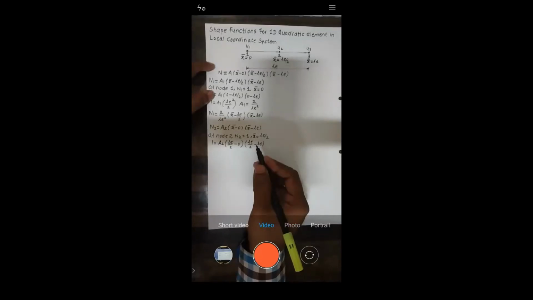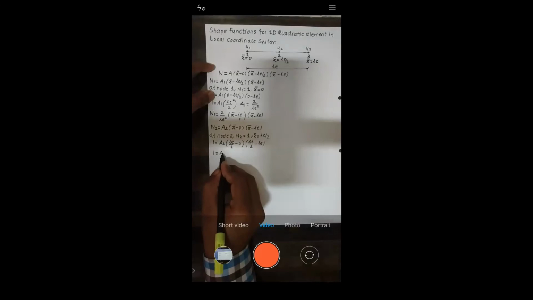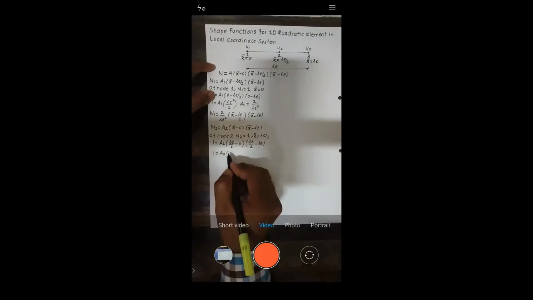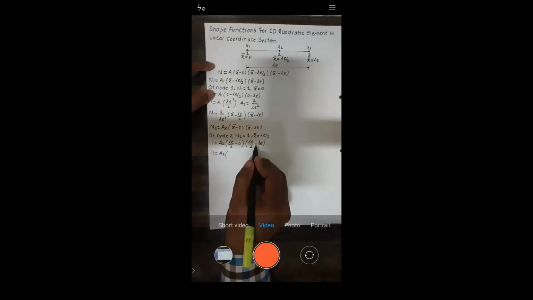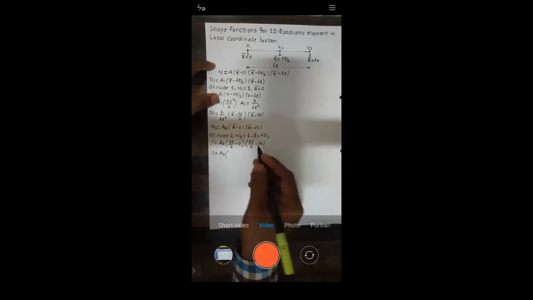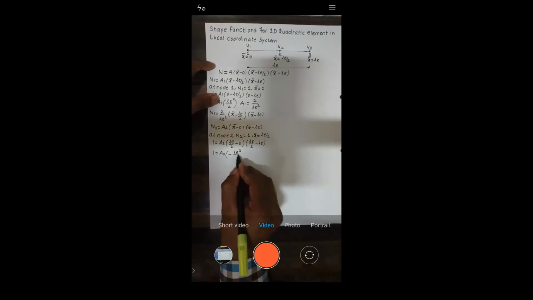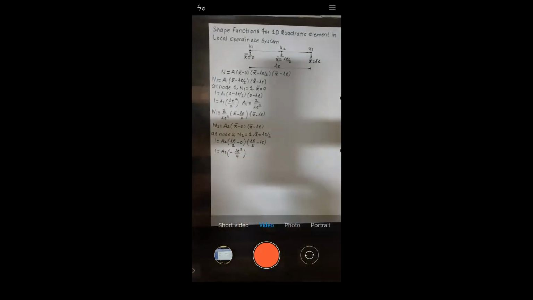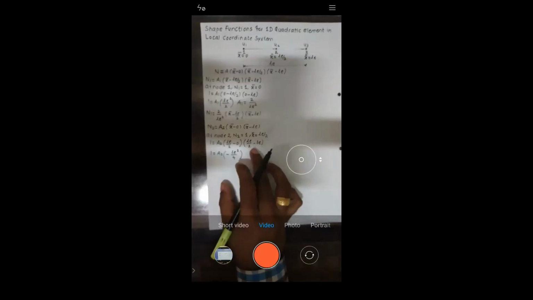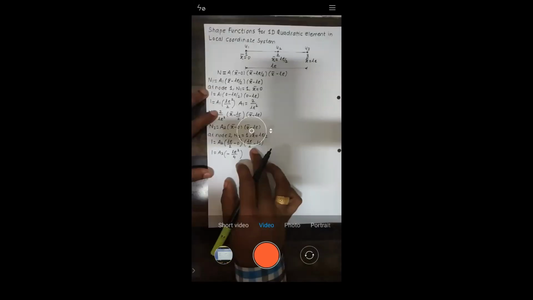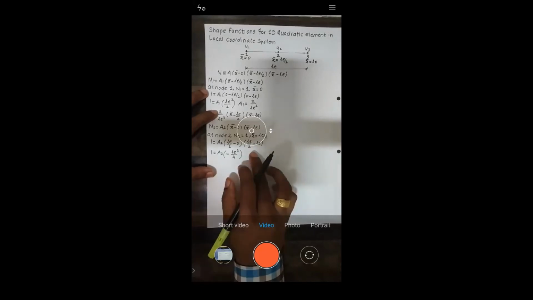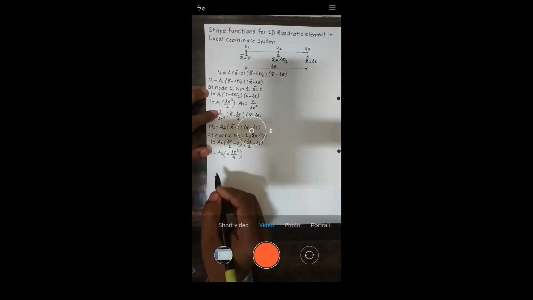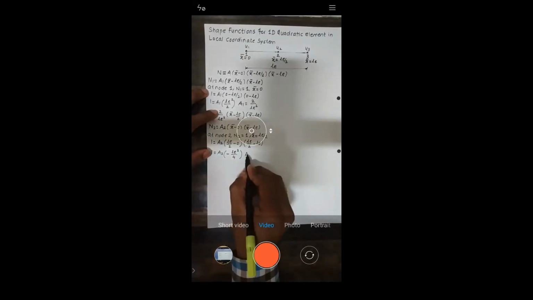So what will we get here? 1 is equal to A2. This is Le by 2, and this is minus Le by 2, so this is minus Le square by 4. See here, Le by 2 minus Le is minus Le by 2. So minus Le by 2 into Le by 2 is minus Le square by 4. So what value of A2 will you get? A2 you will get as minus 4 by Le square.